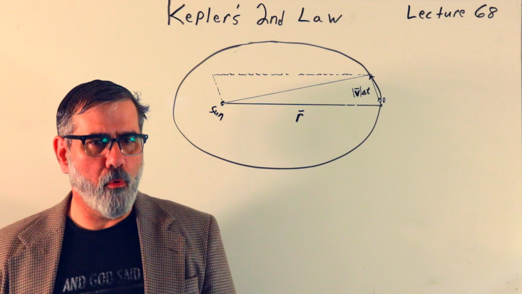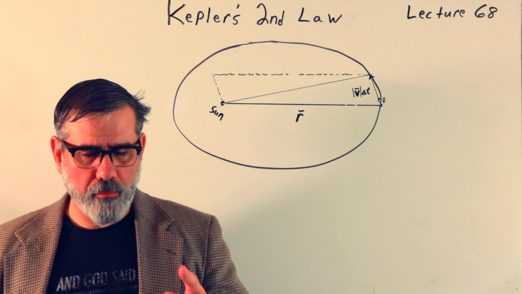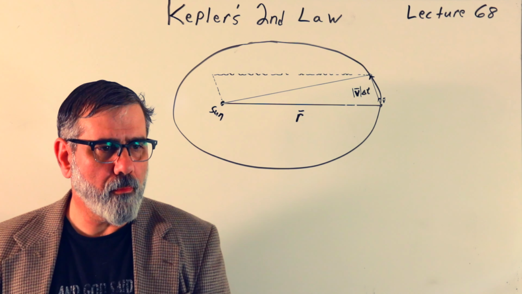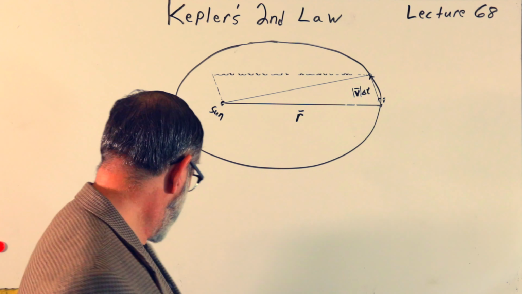Okay, lecture 68. Kepler's second law. So we're going to talk about Kepler's second law in more detail, and we will demonstrate it a couple of ways. The first way we'll demonstrate it is using the concepts from angular momentum that we talked about last week. In the second way, we'll do it the way that Newton did it. It's more of a geometrical approach.